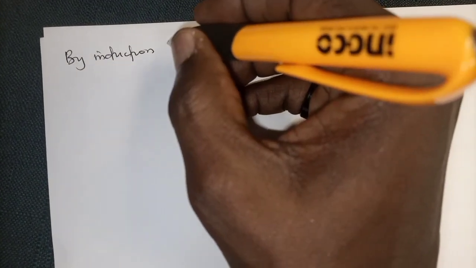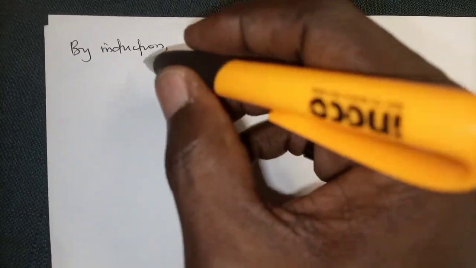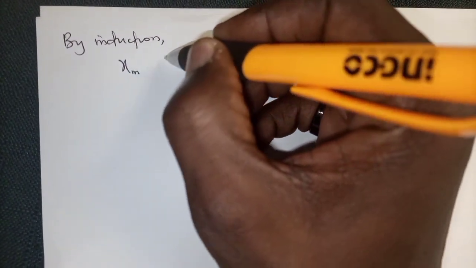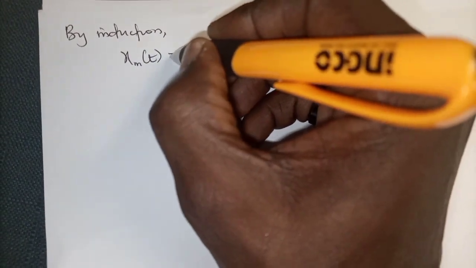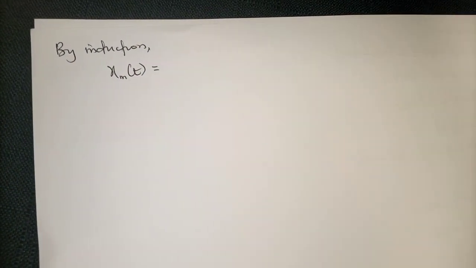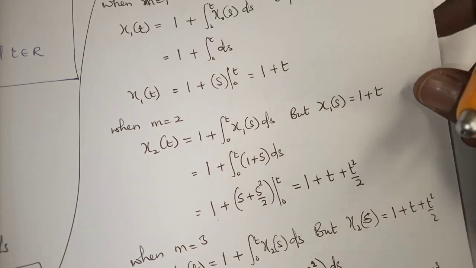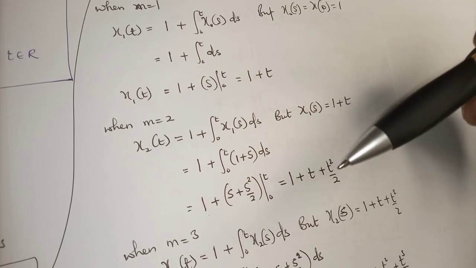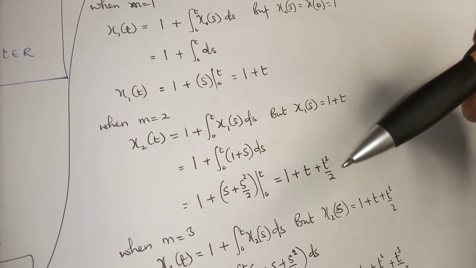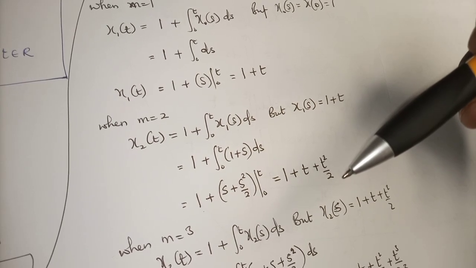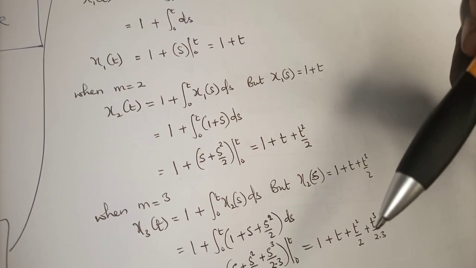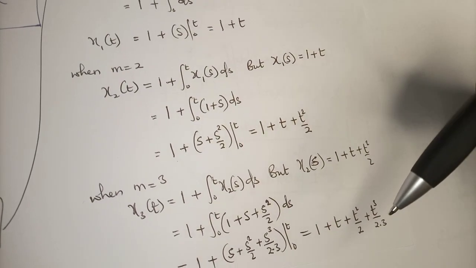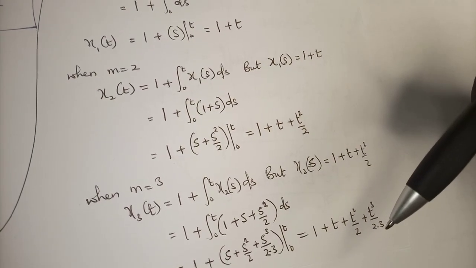so we'll be having x_m of t will be equal to, it follows a pattern, so we can create a pattern. As you can see here, the first is 1 plus t, the second is moved to 1 plus t, then there is an addition of t squared on 2, then the third term there is an addition of t cubed, and the product of 2 and 3.